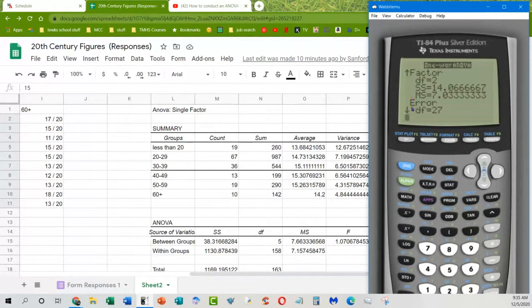Yeah, so you see that there's these 2 little arrows here? This tells me I have information higher or lower. And so when it does the test, it only has the down arrow. So I just click the down arrow, and then it shows me the rest of the information.